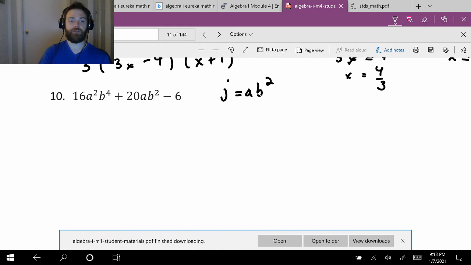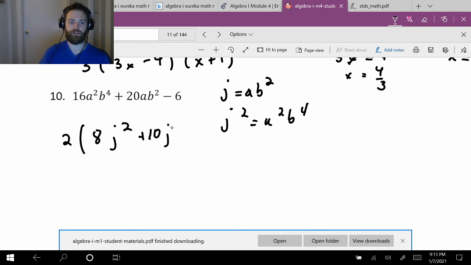Okay. So j is ab squared, so that means j squared is a squared b to the 4th. And then every single number is divisible by 2. So I'm going to factor out a 2. And j squared. So that's going to be 16 divided by 2 is 8j squared. And then 20 divided by 2 is 10j. And then negative 6 divided by 2 is negative 3.